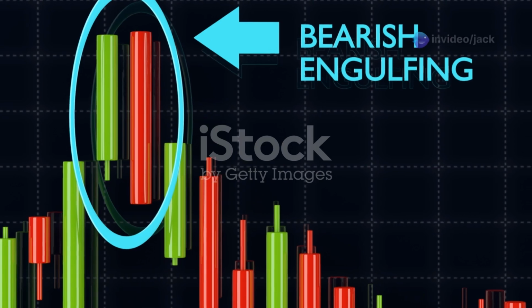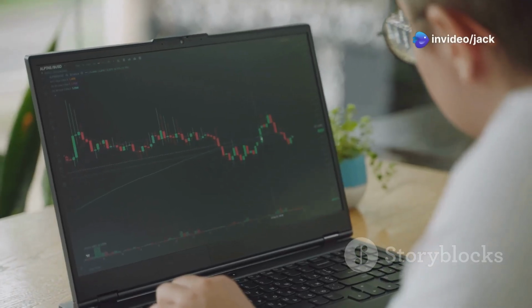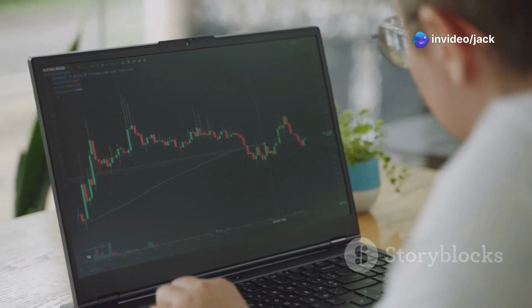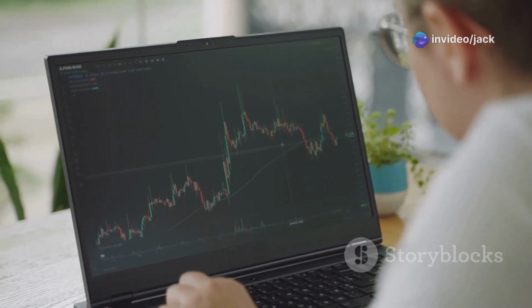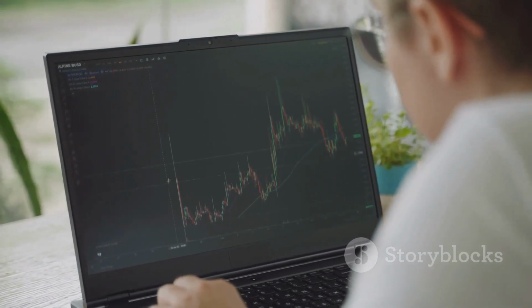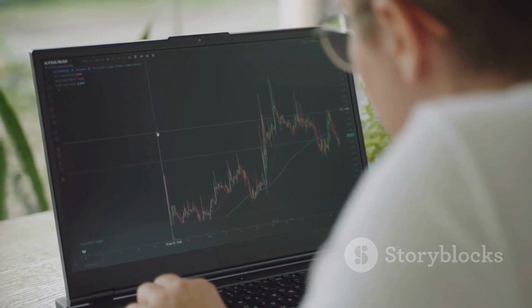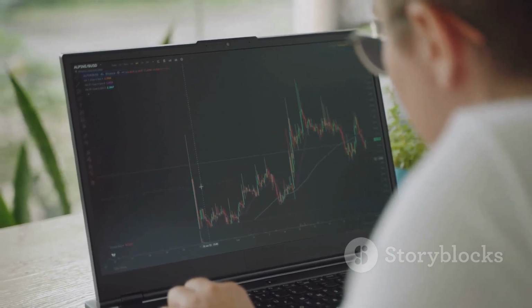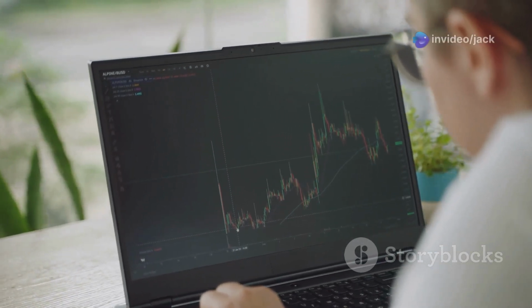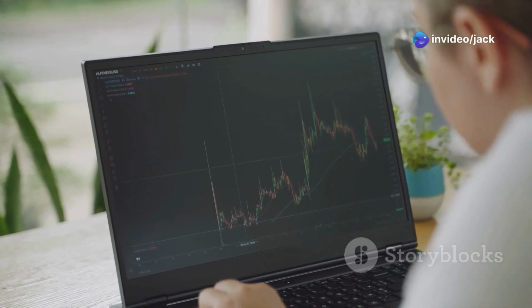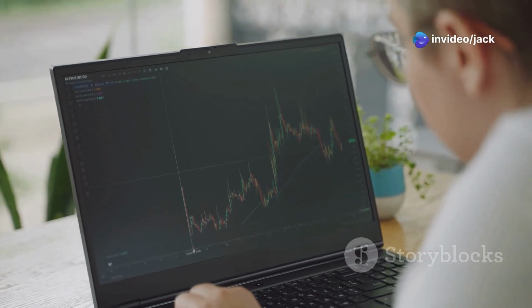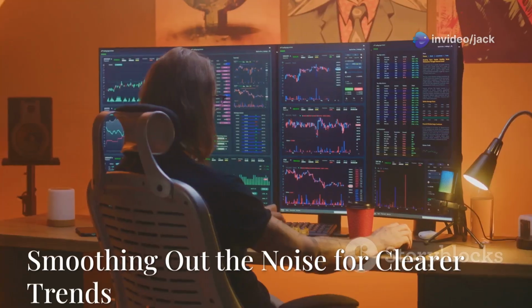But when used correctly, the MACD can be a powerful tool in your trading arsenal, helping you ride the waves of momentum and potentially identify profitable trading opportunities. By understanding and interpreting the signals provided by the MACD, traders can make more informed decisions and improve their chances of success in the market.